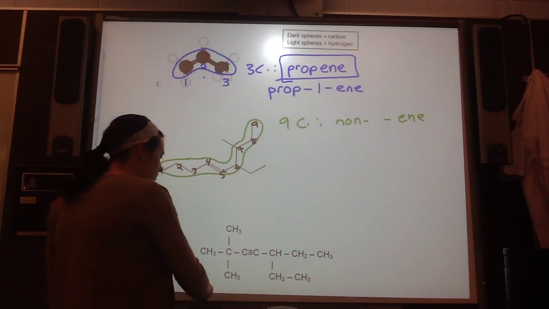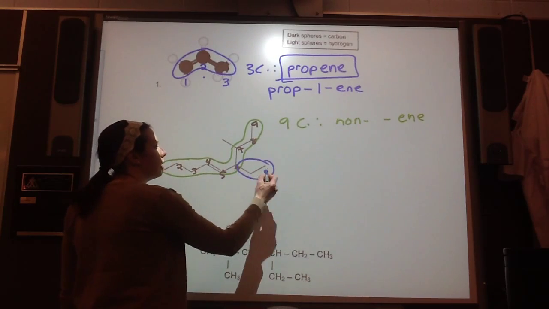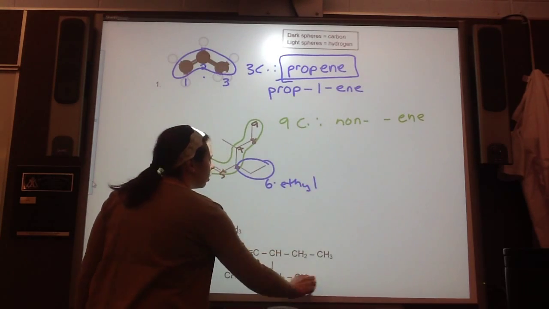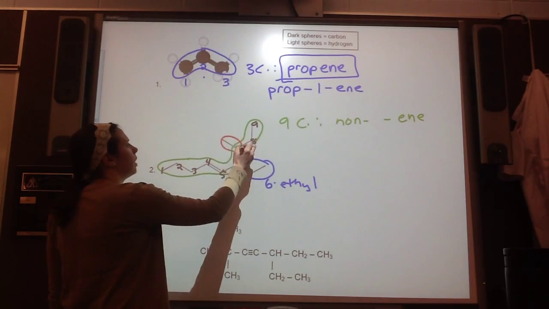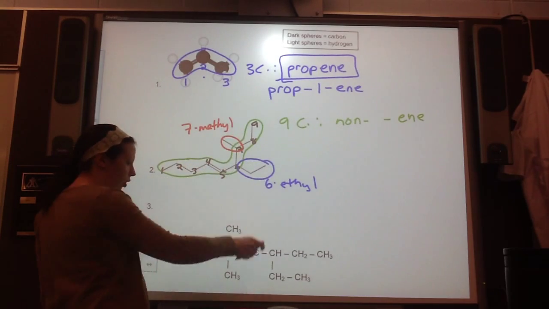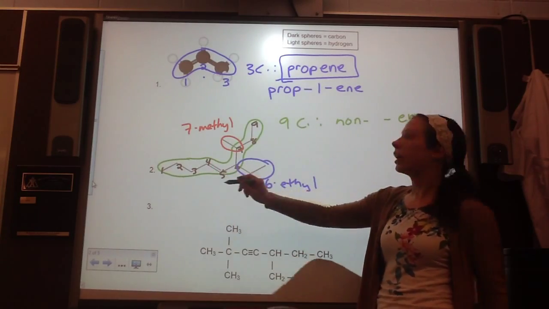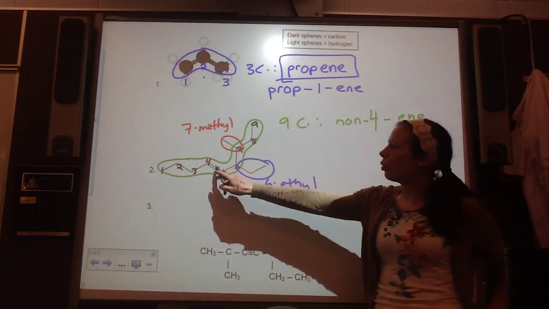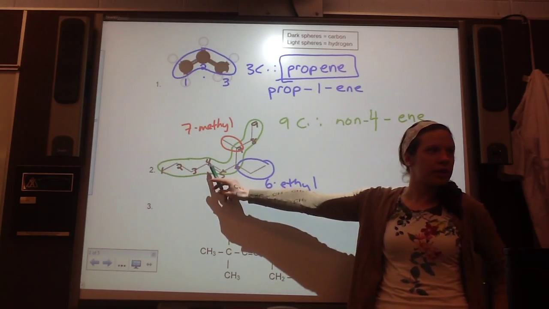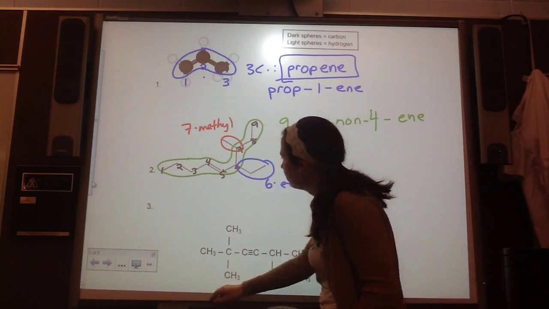Now I can identify my groups. This one is a 6-ethyl. And here is a 7-methyl. And now I know my nonene is a 4. You see why I say 4 instead of 5? If you were counting along, what number does the double bond start at? What smaller number?